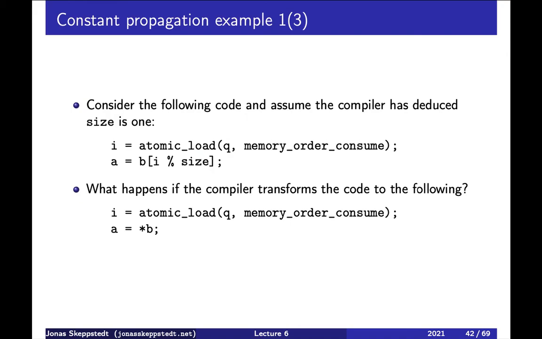So assume the compiler has determined that the value of size must be 1. Then I mod 1 clearly is 0. So then we will access B of 0. And B of 0, that's the same as star B. It doesn't matter if it's B of 0 or star B, it's the same thing. But the important thing is that I is gone.